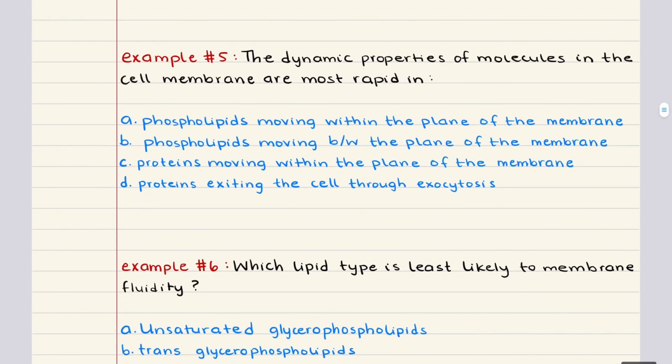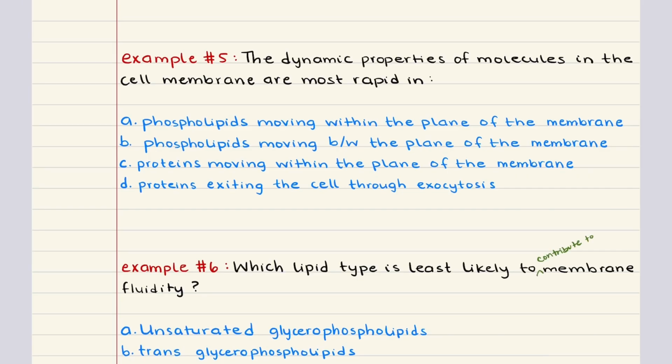Problem 5 says, the dynamic properties of molecules in the cell membrane are most rapid in blank. A says phospholipids moving within the plane of the membrane. B says phospholipids moving between the plane of the membrane. C says proteins moving within the plane of the membrane. And D says proteins exiting the cell through exocytosis. We know from lecture that molecules in the cell membrane can move in different ways.